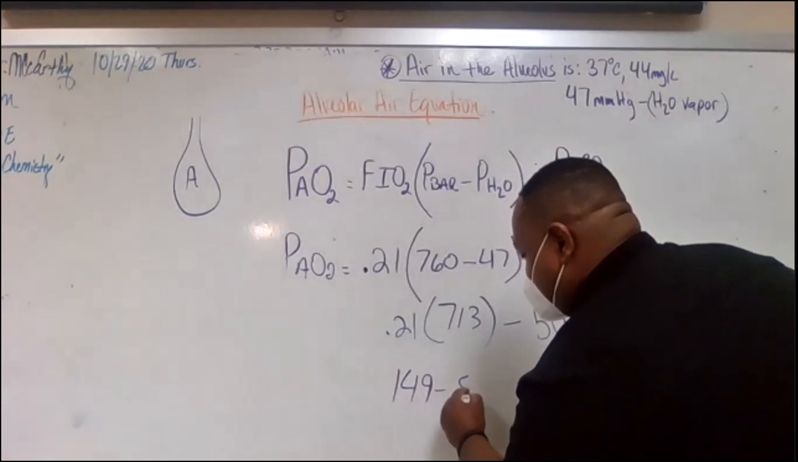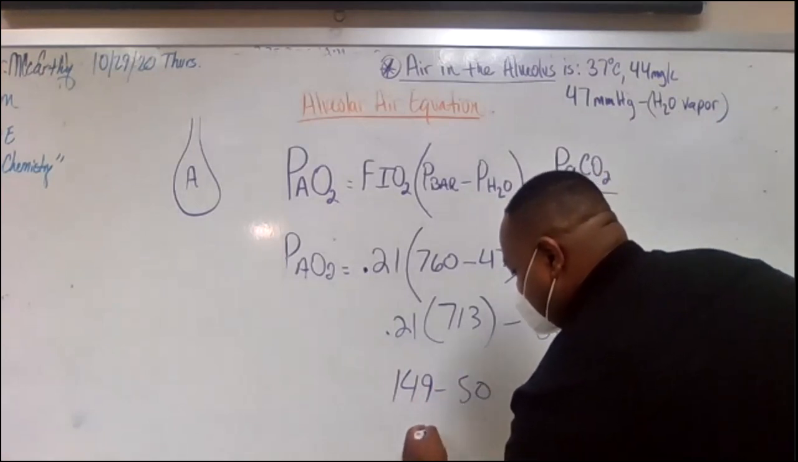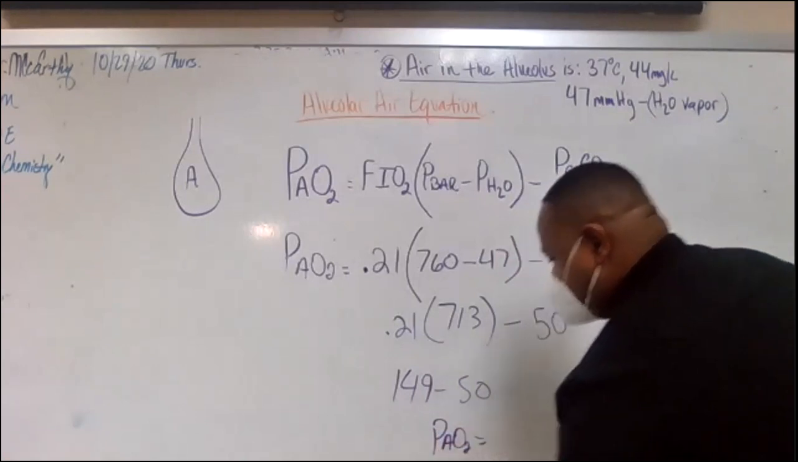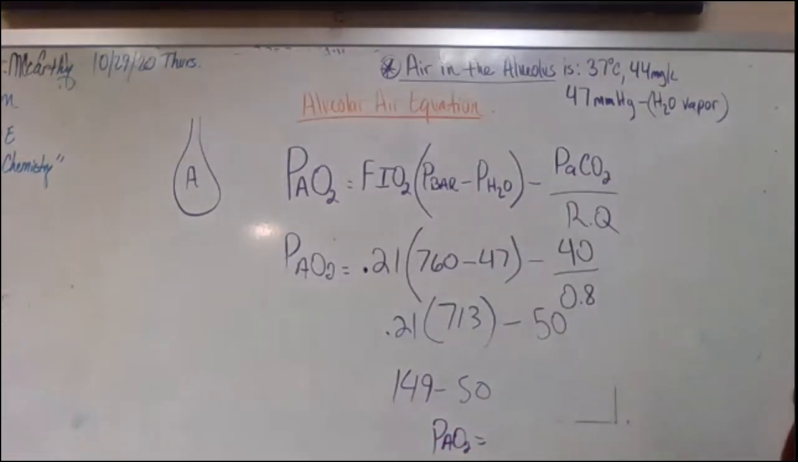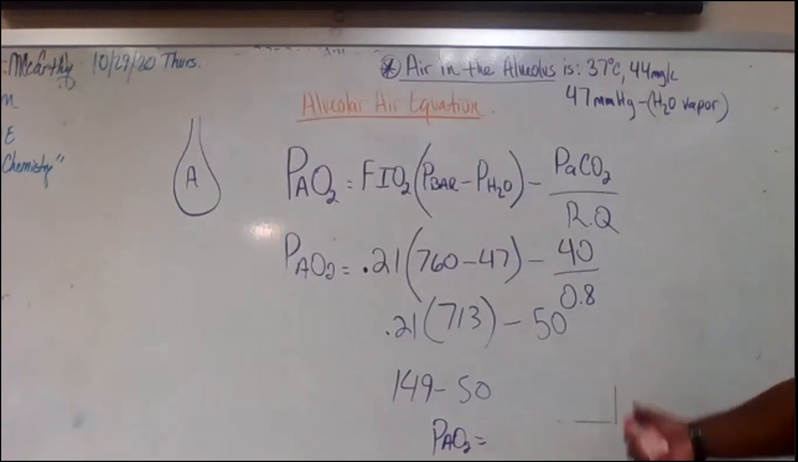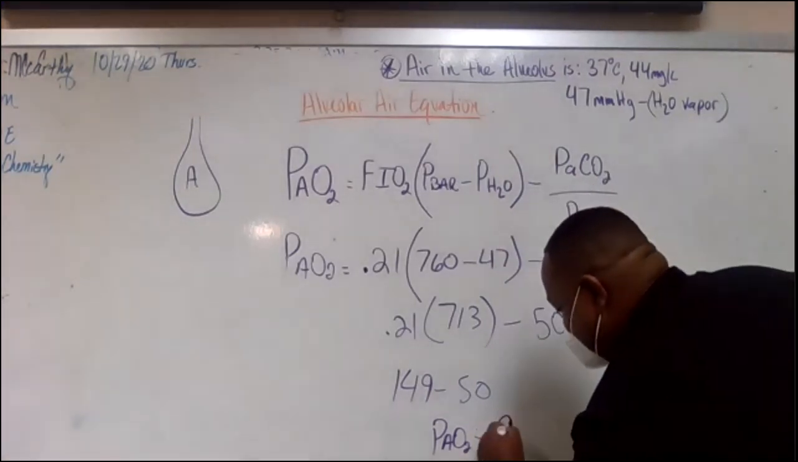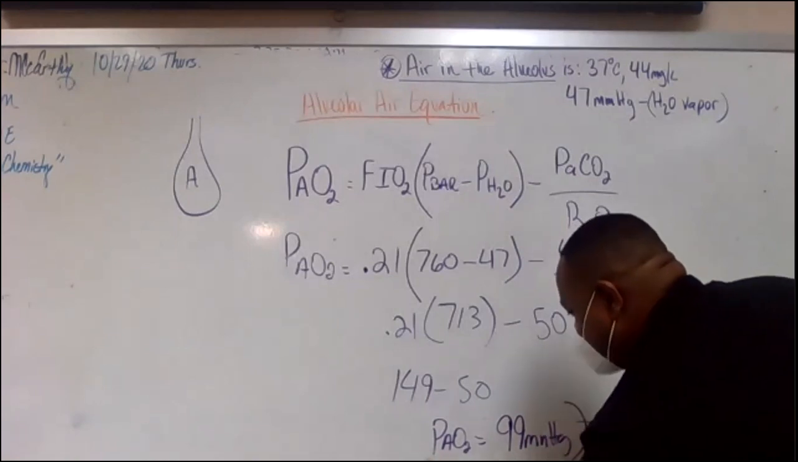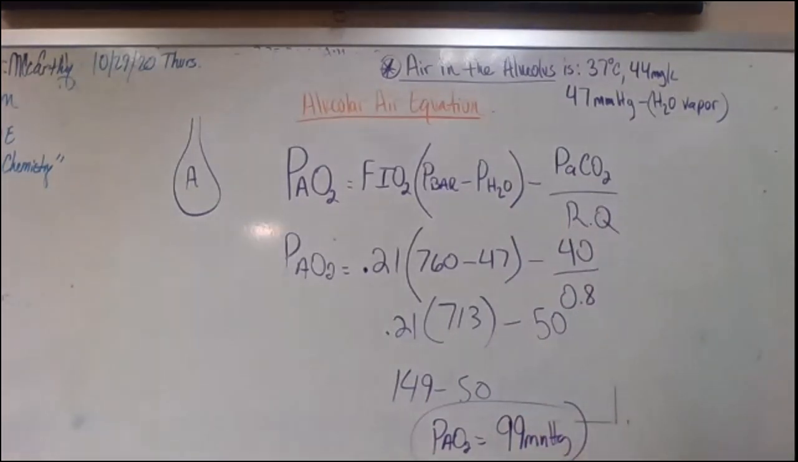149 minus 50 is what? 149 minus 50. How much? 99. 99 millimeters of mercury. There it is. You got that, Miss Thomas? You see how I got that? Yes. All right.